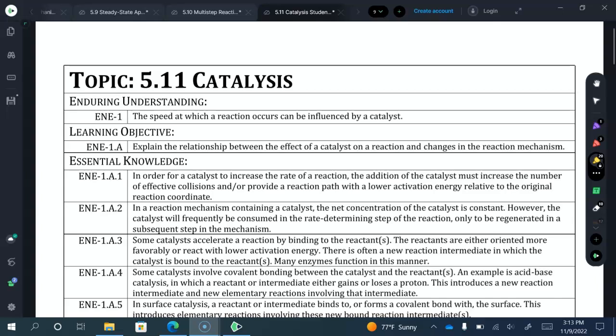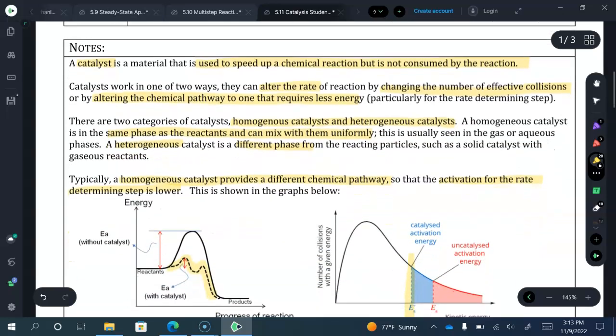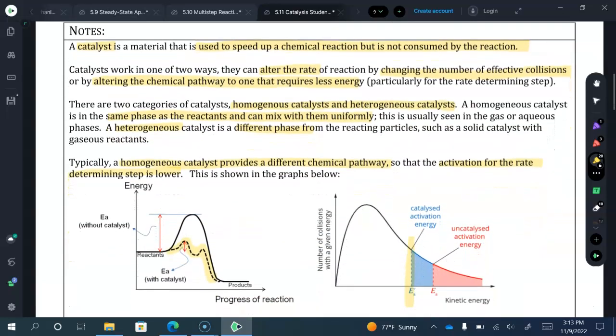Hello everyone, welcome to topic 5.11, catalysis. By the end of this, you should be able to explain the relationship between the effect of a catalyst on a reaction and changes in the reaction mechanism. So, a catalyst is a material that is used to speed up a chemical reaction but is not consumed by the reaction. Catalysts work in one of two ways.